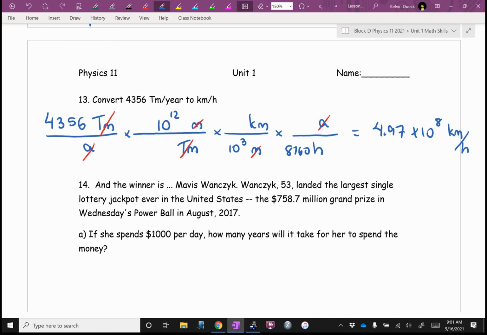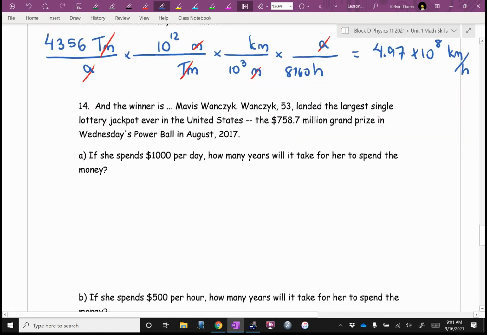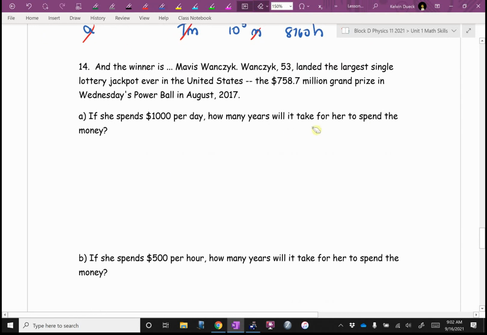Okay. Let's win a lottery. In 2017, Mavis Wanczyk won the largest ever single lottery prize in U.S. history. She won $758.7 million. Come on, you've all thought about it. Let's spend some money. If she spends $1,000 per day, how many years will it take for her to spend the money?